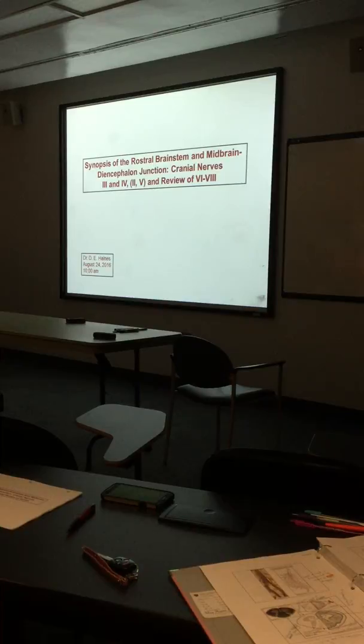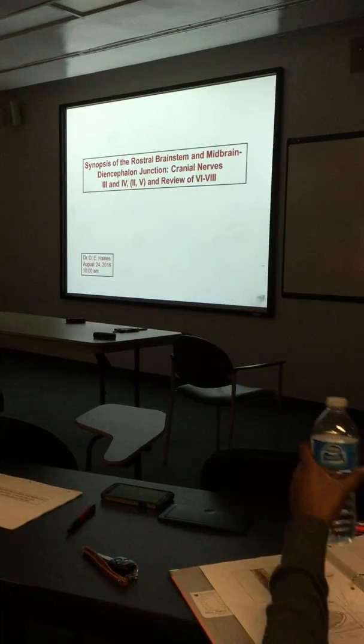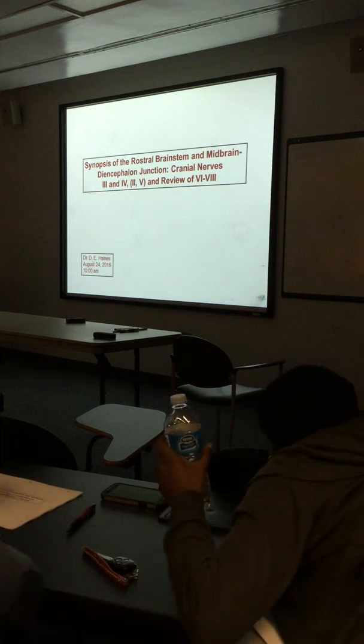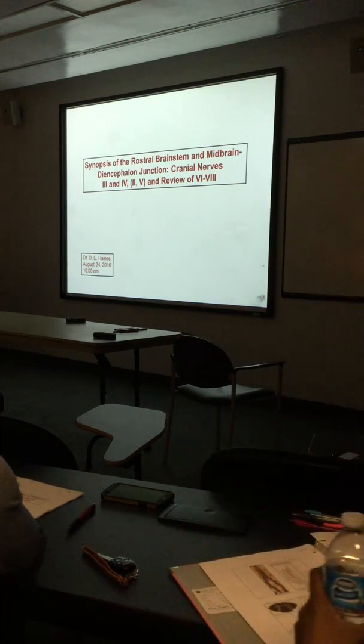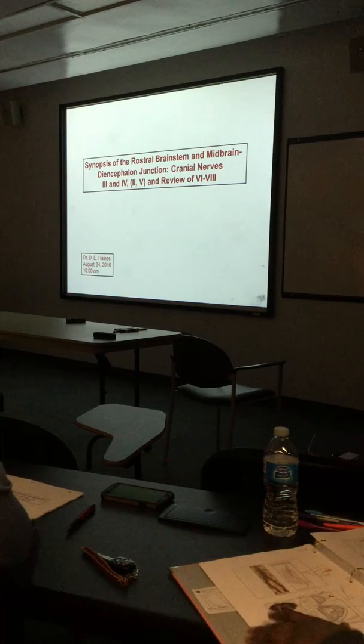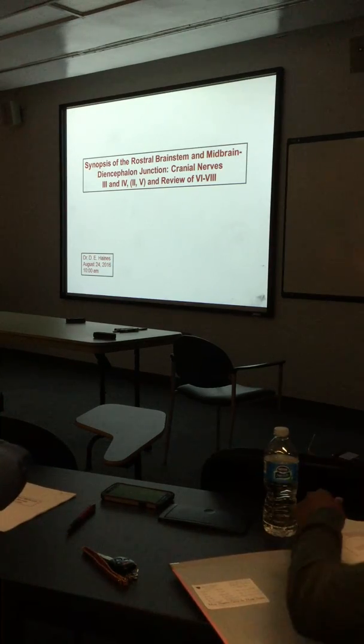Okay, today we're going to talk about the rostral brainstem, and this is going to be sort of mid-pons or quadrant middle pons up to the brainstem, up to the midbrain. And we're going to deal a little bit with the midbrain diencephalonic junction.